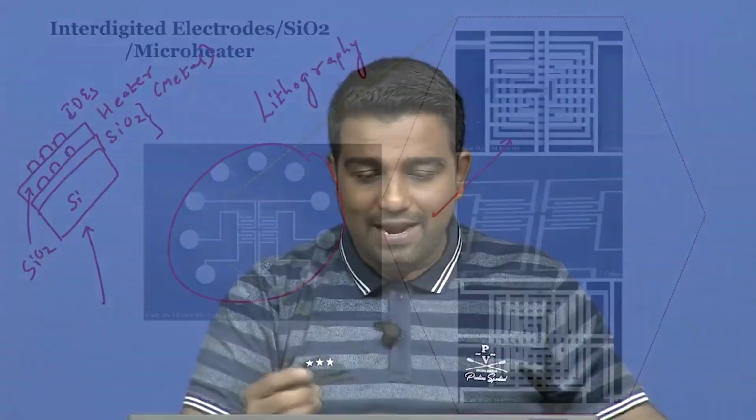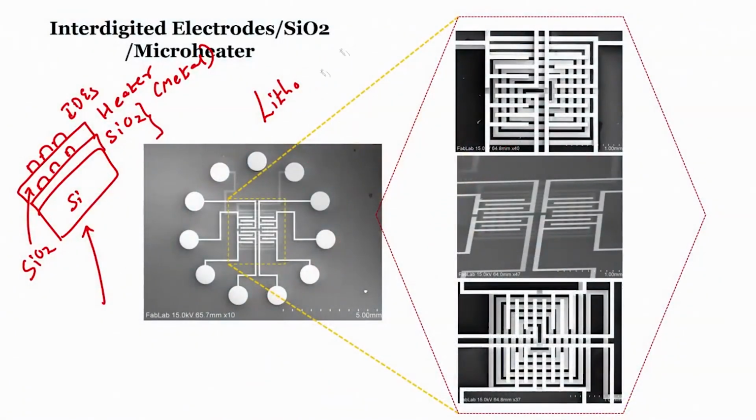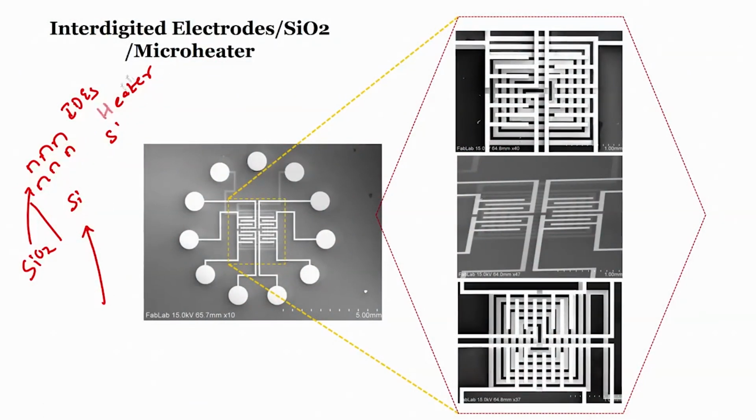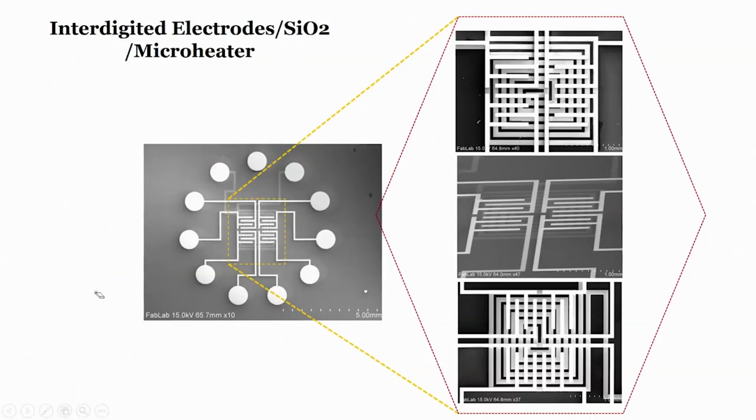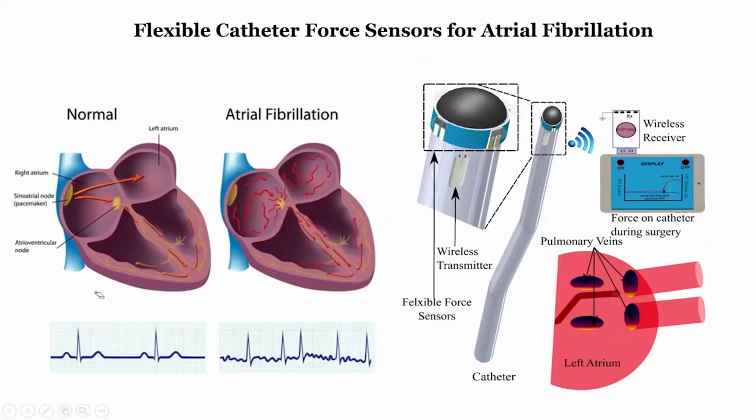If you go to the next slide, what we will see is another device, and this is a flexible catheter force sensor, flexible force sensors for catheters, or flexible catheter force sensors for atrial fibrillation.